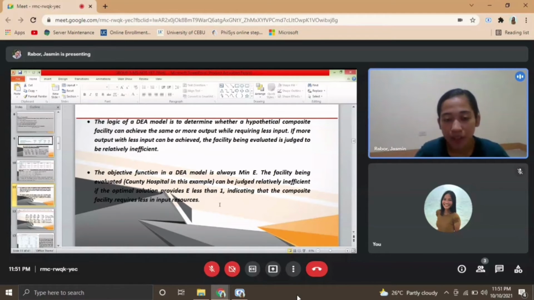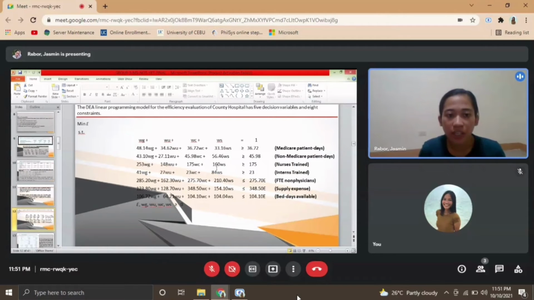So the objective function in a DEA model is always to minimize E. This is the E we referred to earlier as the efficiency index. If E is equal to 1, the composite hospital must put in the same input as county hospital does. However, if E is minimized to less than 1, then the composite hospital requires less input to obtain the same output of county hospital, which is the goal. So the DEA linear programming model for the efficiency evaluation of county hospital has 5 decision variables and 8 constraints.